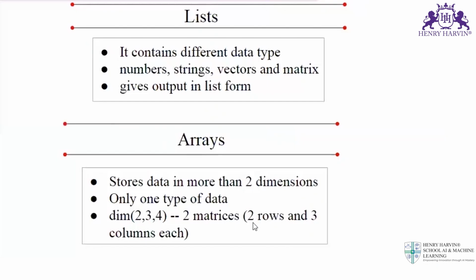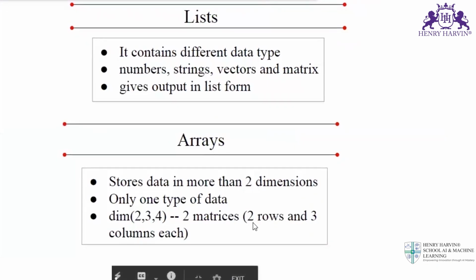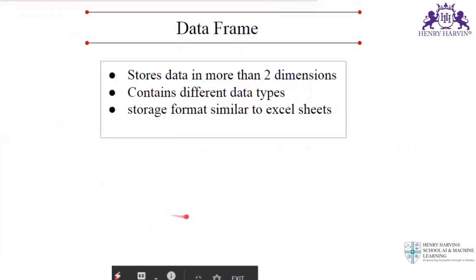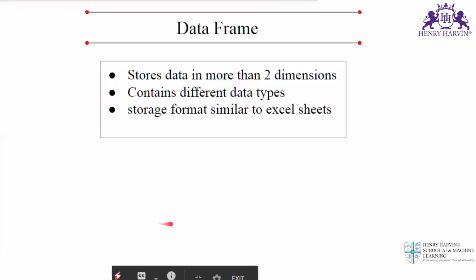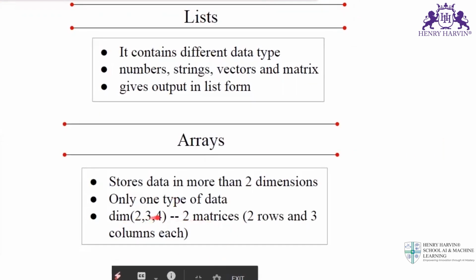Next is array. So what are arrays? Arrays store the data in more than two dimensions. What we are adding to our matrix form, like a matrix was only one data type but of two dimensions, rows and columns, here we are giving three dimensions to it. Like if we are giving 2, 3 and 4, it will give you four matrices with 2 rows and 3 columns each.